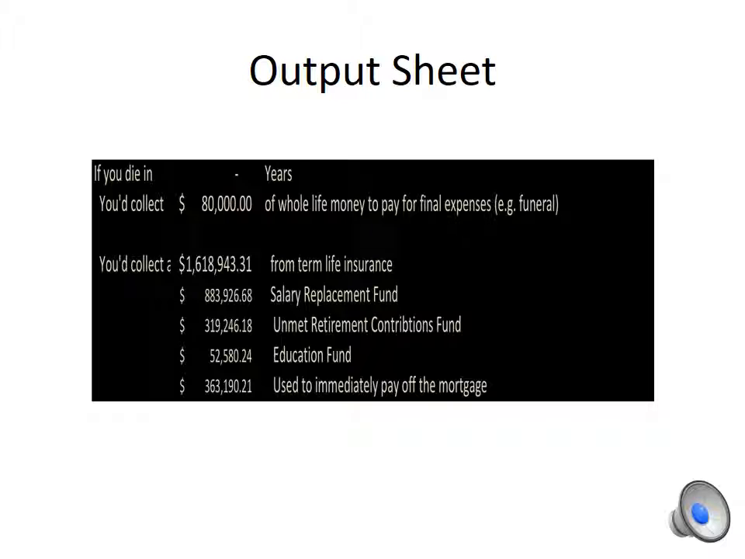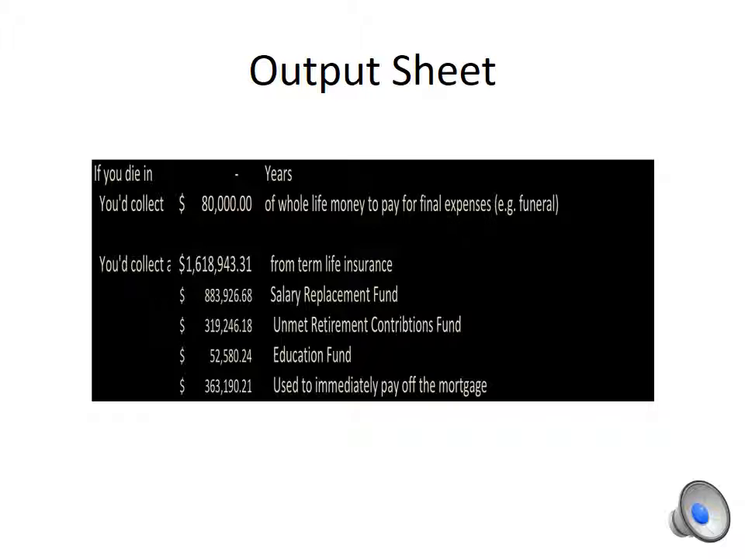So how much insurance should our client purchase right now? What I did is I entered 0 at the top. In other words, if you die in 0 years, you'd collect $80,000 of whole life insurance. That's the amount of whole life insurance she should purchase. She should hold that policy for her entire life.